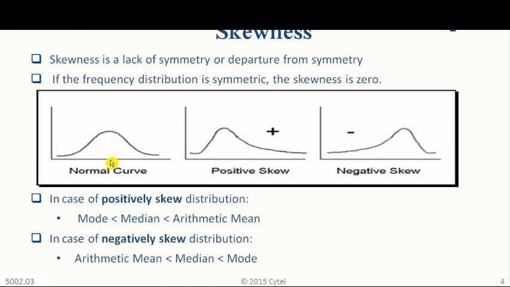So this curve, you see that if you cut this curve into the middle, then one part of it is the mirror image of the other part. So that is called a symmetric curve. And this symmetric bell-shaped curve is known as the normal curve or normal distribution. It is not necessary that every symmetric curve has to be a normal distribution, but a normal curve is definitely symmetric.